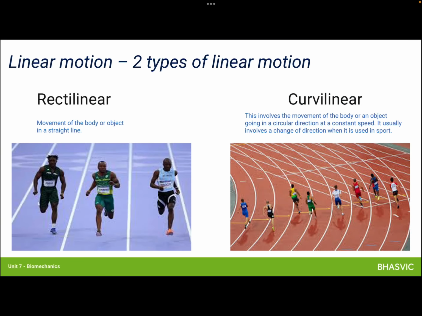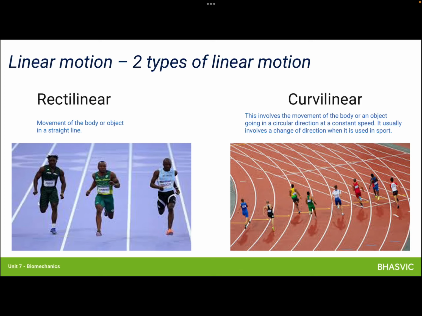Linear motion is split up into rectilinear and curvilinear. In rectilinear motion, all particles of the body travel the same distance along parallel straight lines. A sporting example would be a 100-meter sprint race. The runner runs in the same direction the whole way to the end of the race.